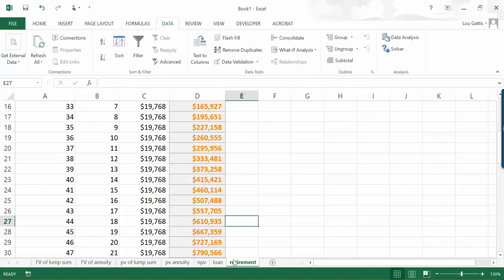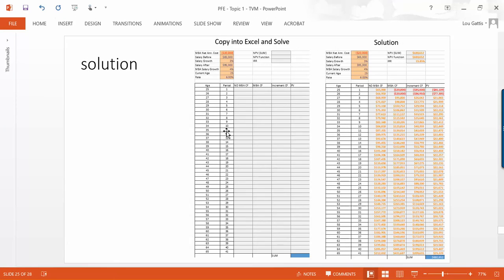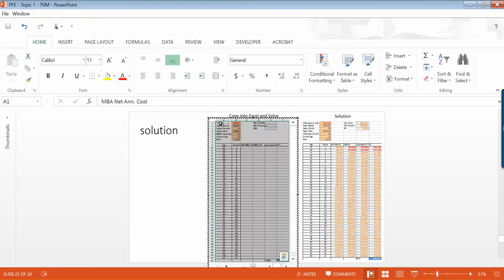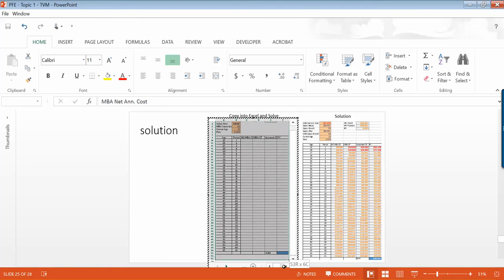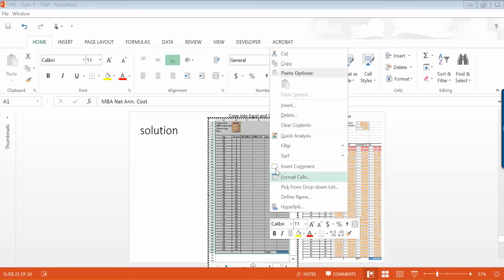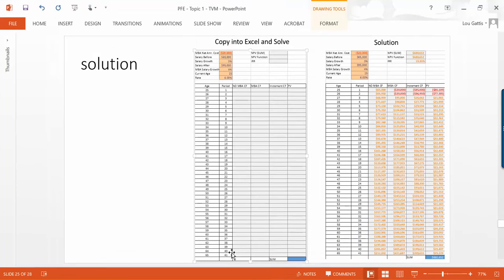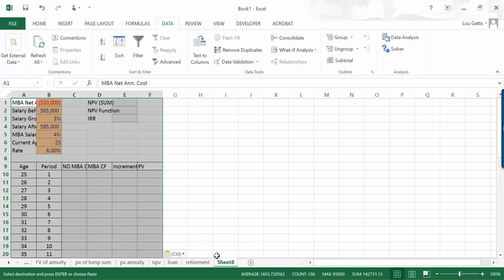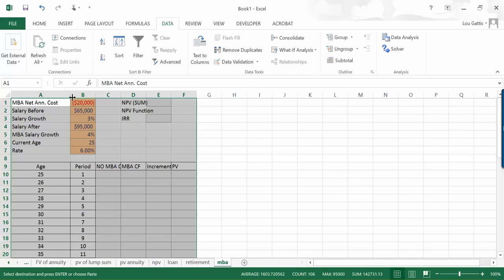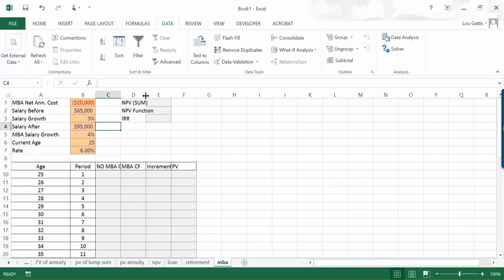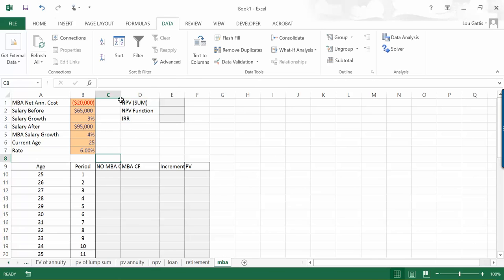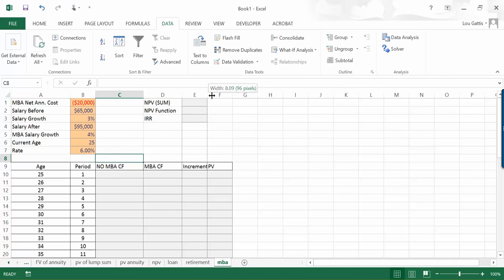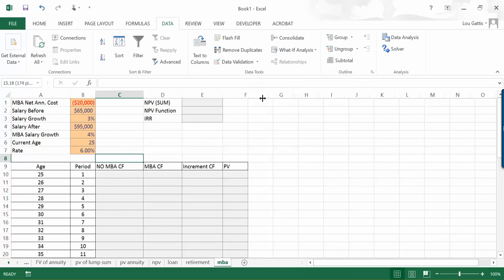So I'm going to go and get some data I've got set up for us. Let's grab this. I'm going to copy, click out of that, and paste it here. And I'll call this MBA. All right, so let's do some financial analysis on this MBA decision.